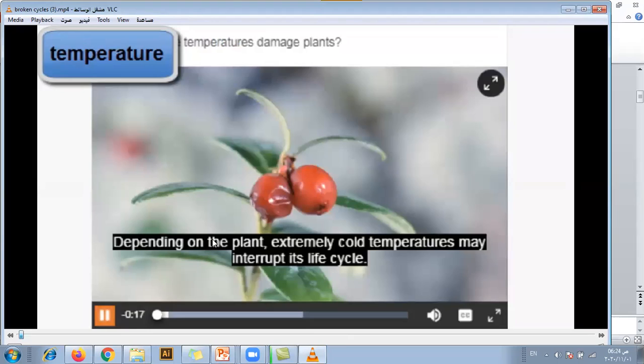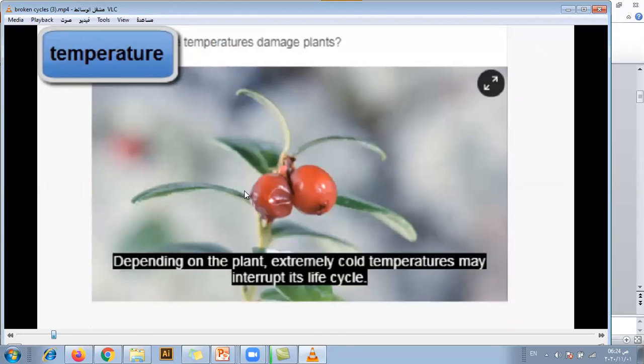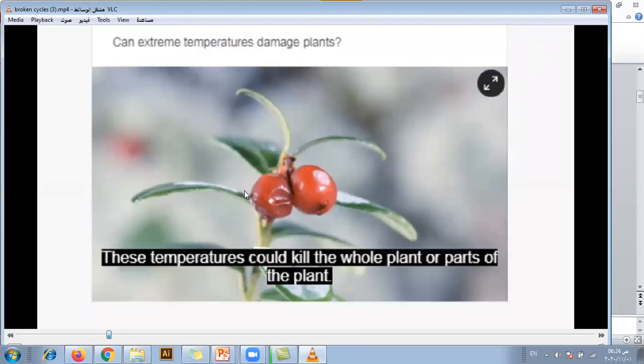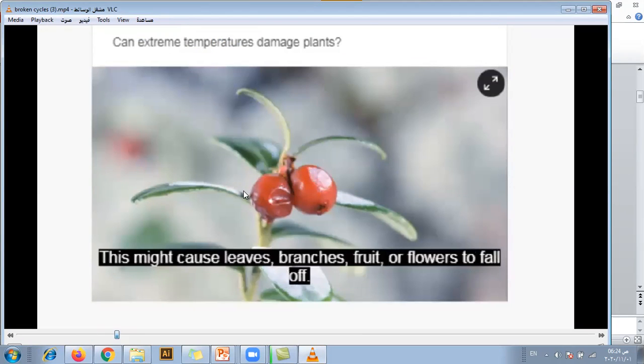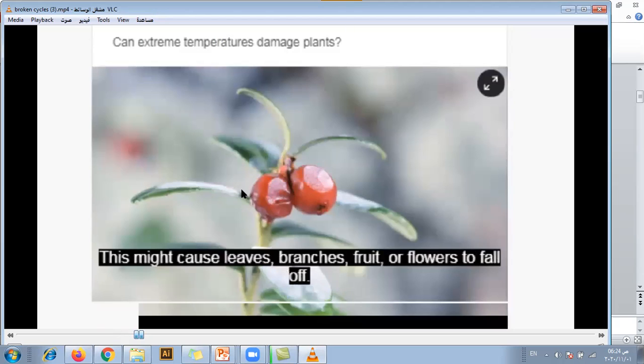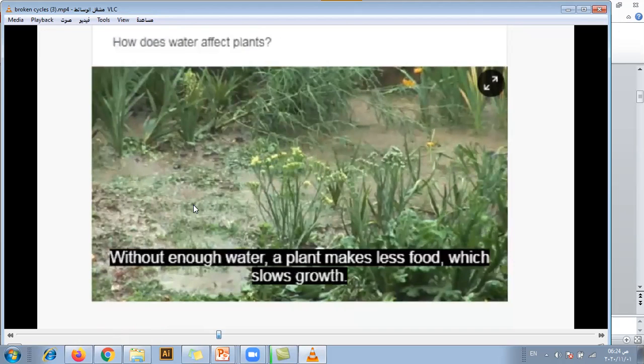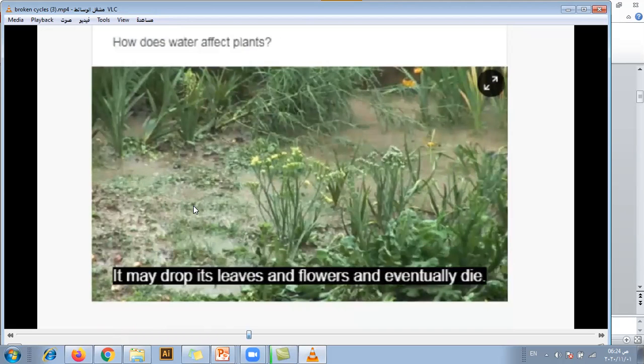For example, temperature. If the flower or the fruit freezes, will it form seeds? Extremely cold temperature may interrupt the life cycle. This temperature could kill the whole plant or part of it. This might cause leaves, branches, fruit or flowers to fall. Too little or too much water may kill the plant. It may drop the leaves and flowers.